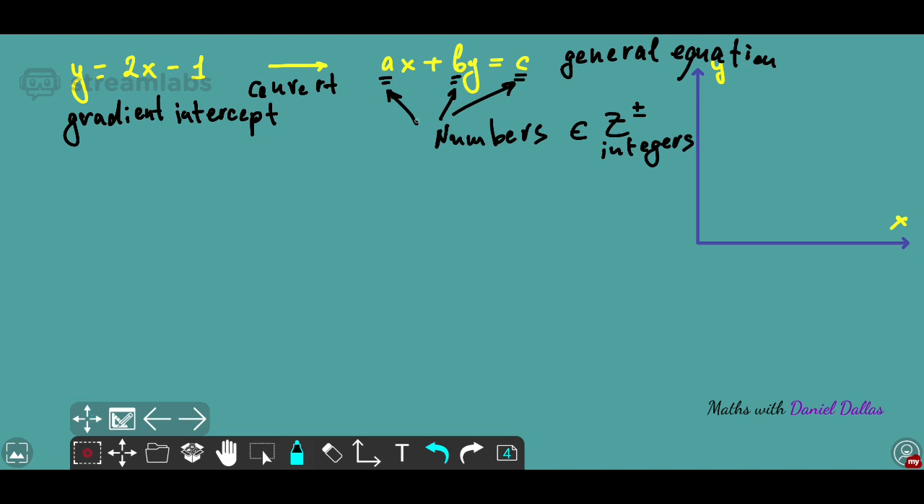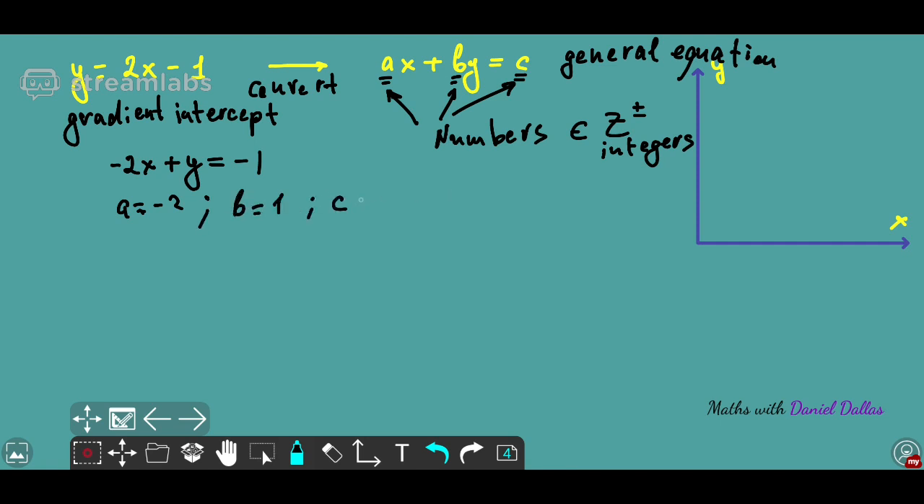So you just need to rearrange terms. So for example, you have y on the left side, 2x minus 1 on the right. So you simply want to have x and y both on the left side. So you transfer 2x to the left side and you need to swap the sign to the opposite. So you'll have negative 2x plus y, and on the right side, negative 1. So in this case, you can say that coefficient A is simply negative 2, coefficient B is positive 1, and coefficient C is negative 1.